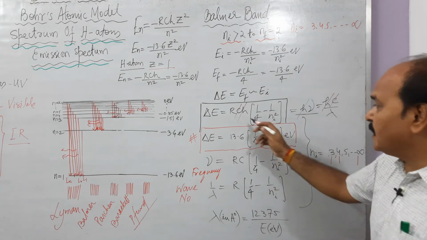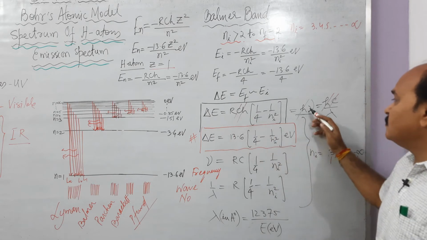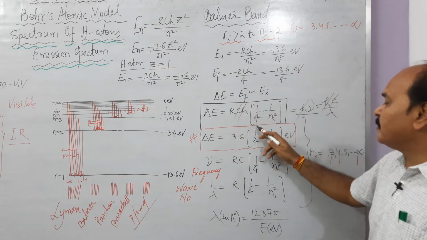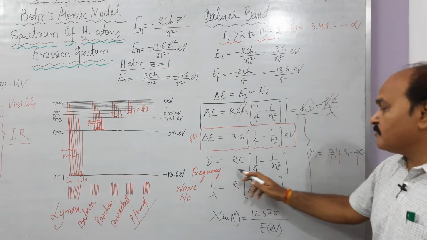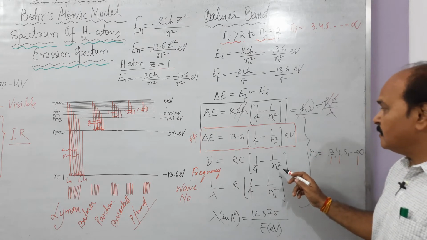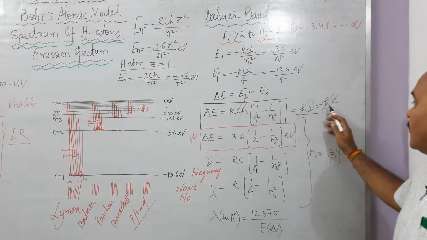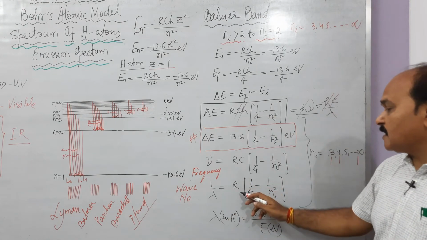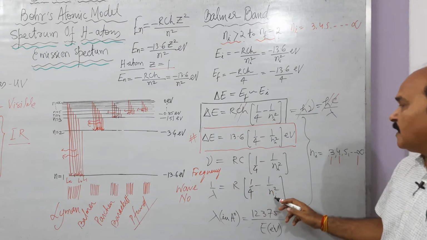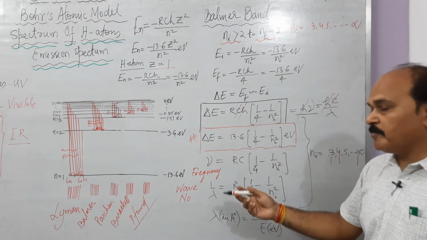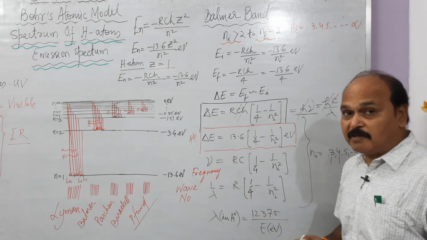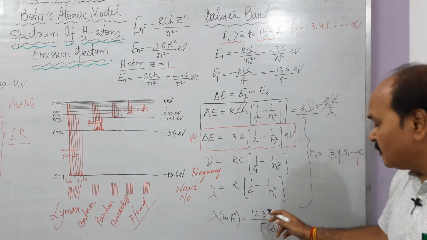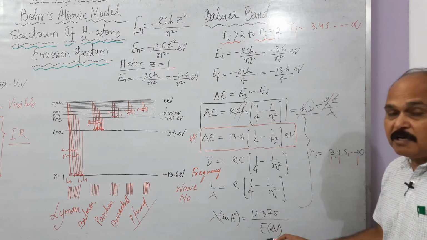Well, as usual, if we write energy as h nu, this h cancels out. What do we get? Frequency as RC times 1 upon 4 minus 1 upon Ni square. So this is the frequency of every Balmer line. And if we write this energy as hc upon lambda, this h and c both cancel out. We get 1 upon lambda as R times 1 upon 4 minus 1 upon Ni square. So this is the wave number, and the reciprocal of wave number is wavelength. We can also find the wavelength using the conversion formula: wavelength in angstrom is 12375 upon energy in electron volt.